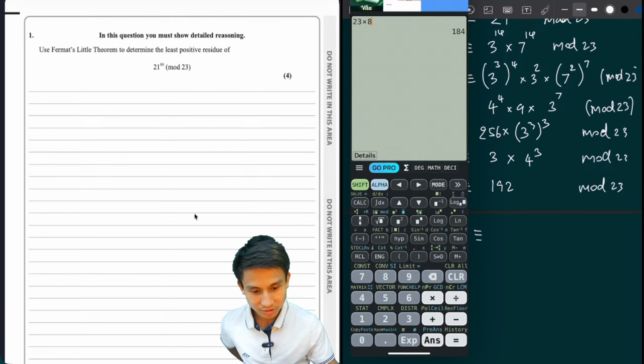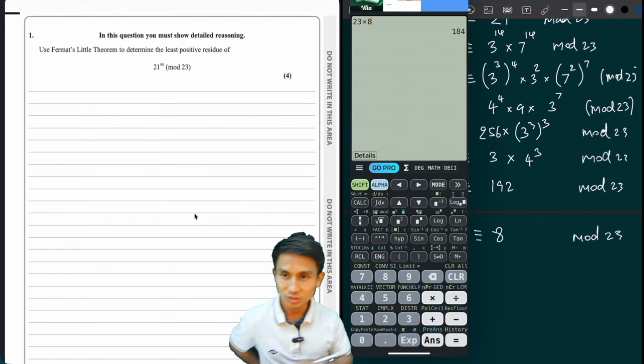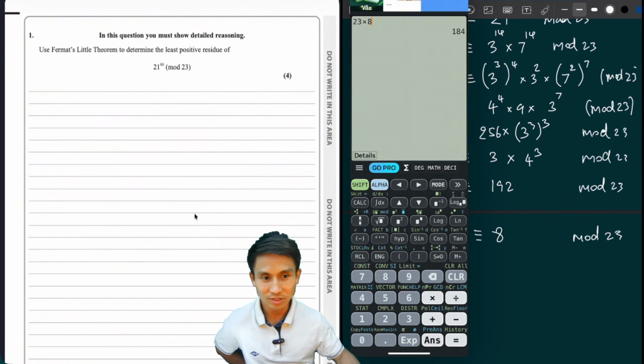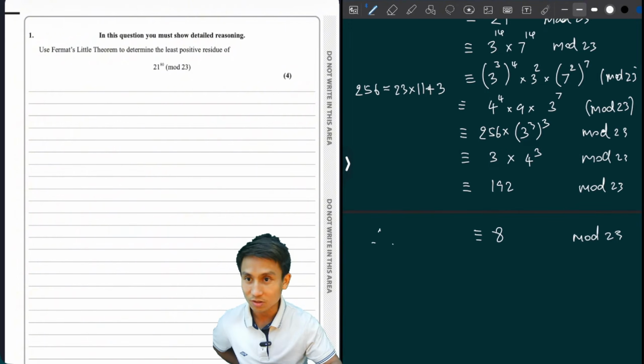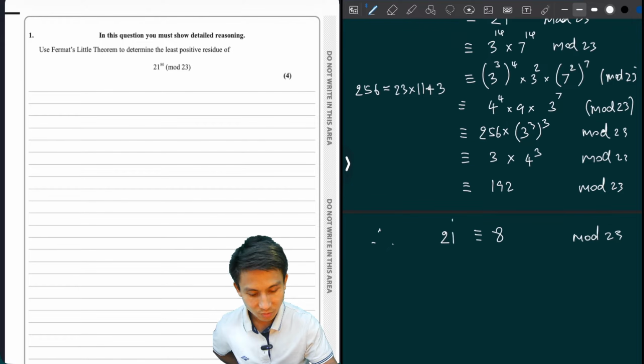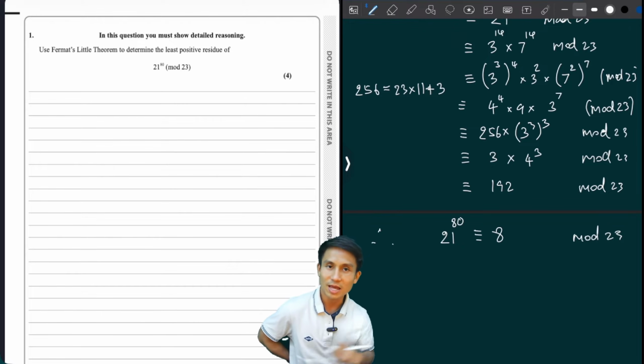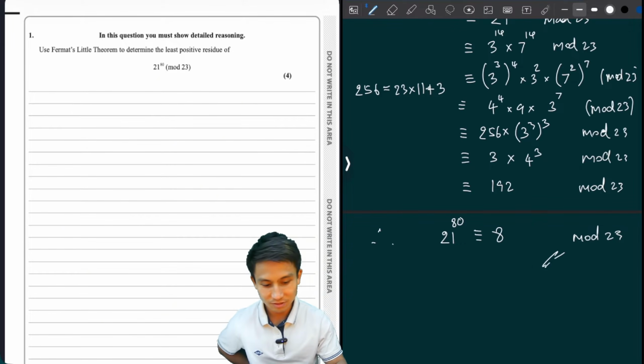So that's just mod. What's the remainder there? It's 8, right? So there you go. The least residue, which is the least remainder that you can get. So the answer is just 8 mod 23 here. And we can conclude here that this is 21 to the 80 equivalent to 8 mod 23. And that is just the final answer there.